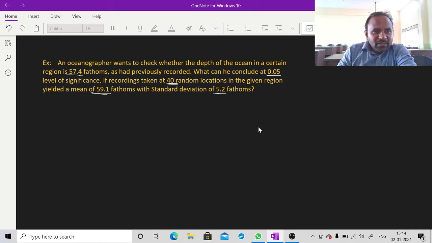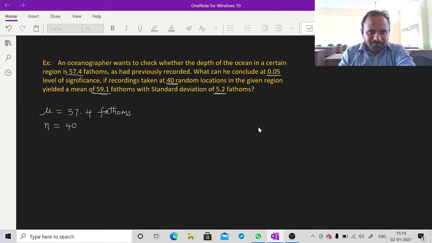So firstly, your claim is that the average depth of the ocean, which is really recorded, and that is what you have to check, is 57.4 fathoms. This is your parameter of interest to test for. For that, he has taken 40 random samples, like sample size n equals 40. These 40 readings have the mean depth x bar. X bar is the sample mean, that's the notation. Like x bar equals 59.1 fathoms.